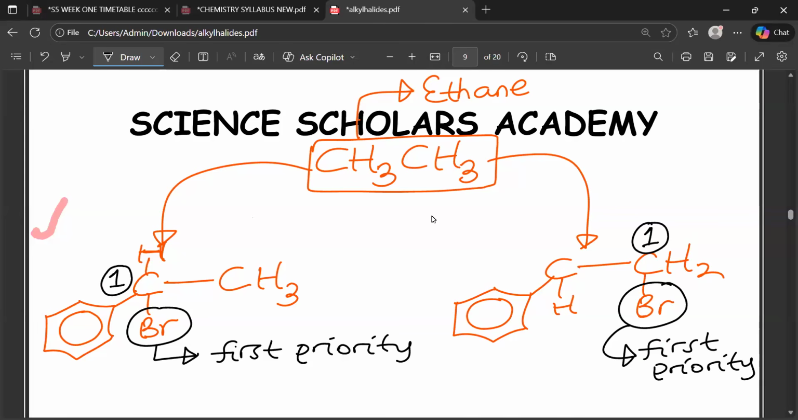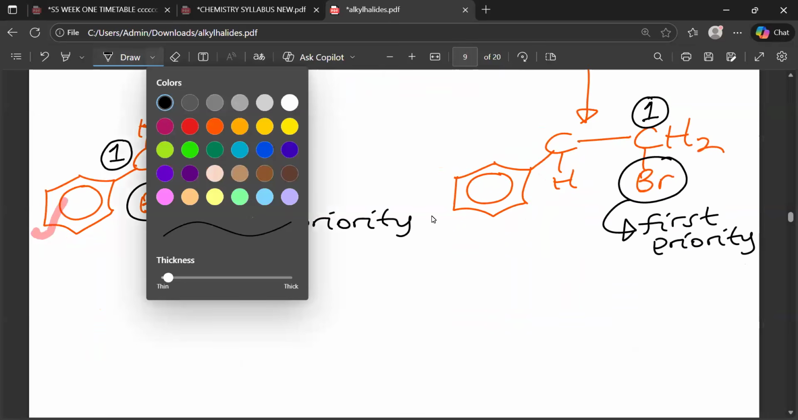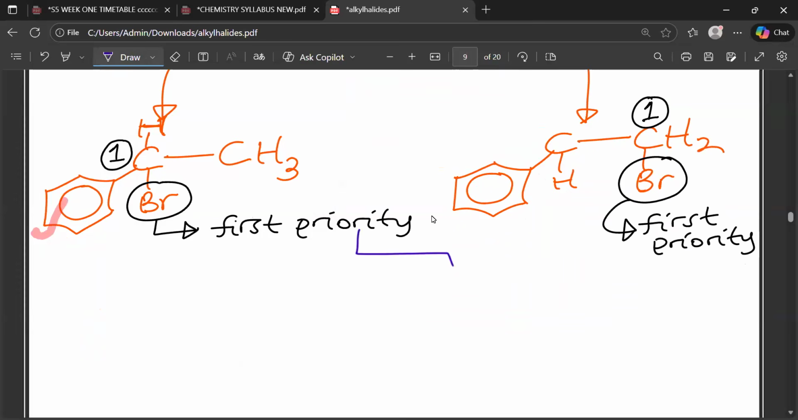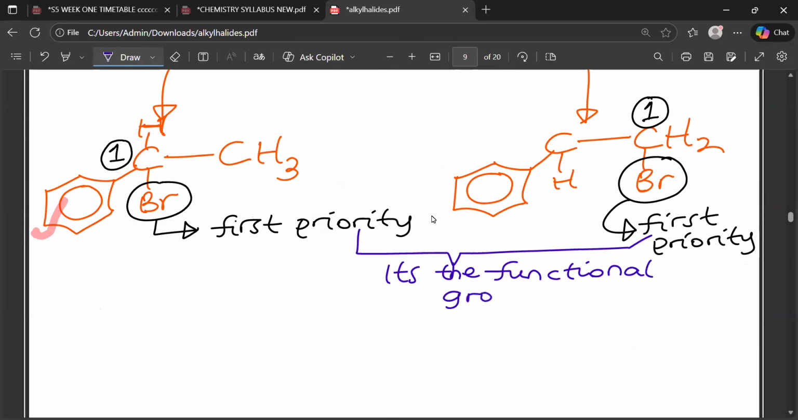Now the problems come with the naming. We have identified that the ring is at the same carbon, but the Br is on different carbons. And that will affect priority. Because where the Br is, it being the functional group, we shall give it the first priority. Why is it being given first priority? Because it is the functional group.